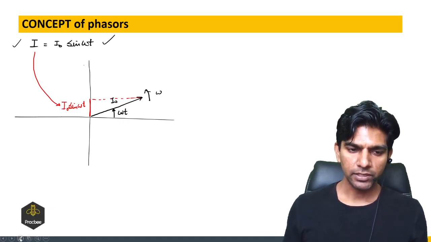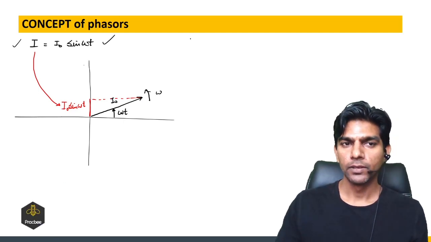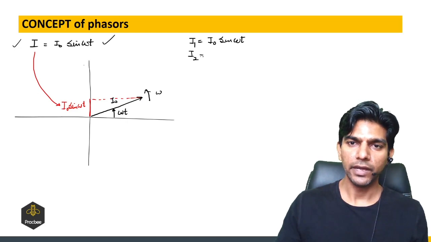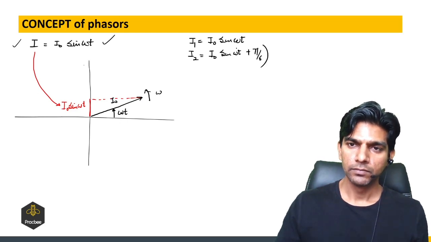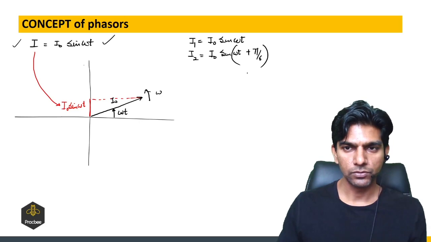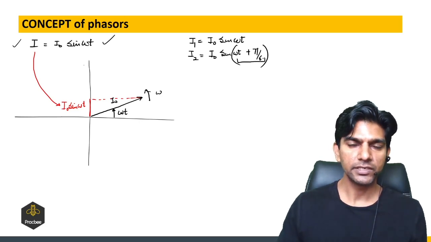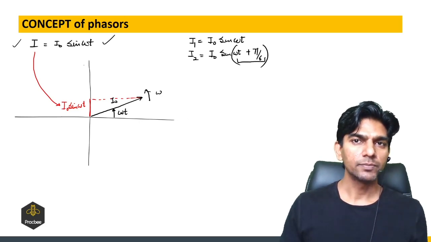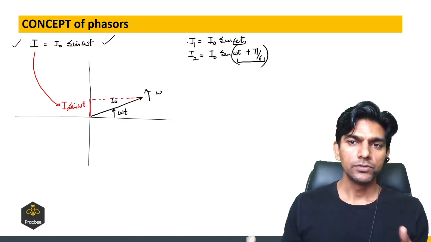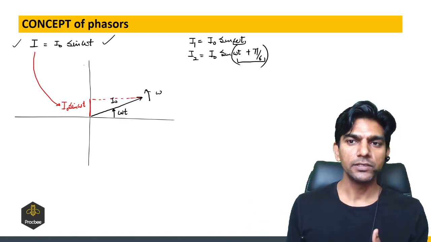Let me give you one more example. Let us say there are two currents. I1 is I naught sine omega t, and there is another current I2 which is I naught sine omega t plus pi by 6. It means the phase of I2 is ahead. Basically this is known as the phase, right? Omega t plus pi by 6 is the phase of I2, and omega t is the phase of I1. So what is the phase difference between the two? It is pi by 6.